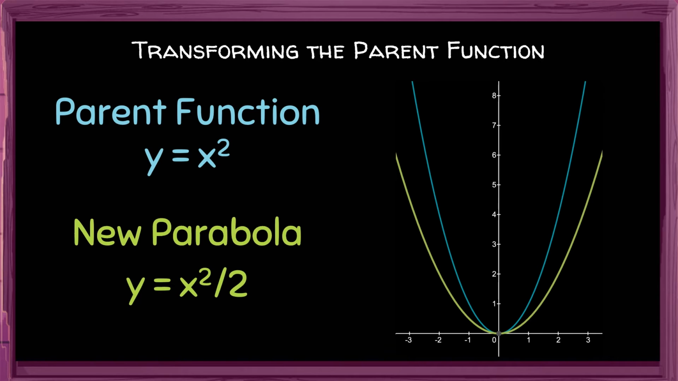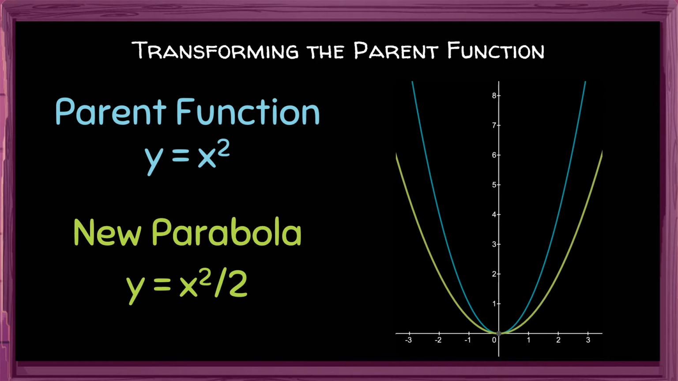Good. Now, let's try a combination of the two things we just learned. This parabola for y equals x squared divided by 2 is already wider than our parent function because it's divided by 2. But what if we also wanted to turn this parabola upside down? What would we do to the equation y equals x squared divided by 2 to flip its graph on its head so that the parabola opens downward like a frown?